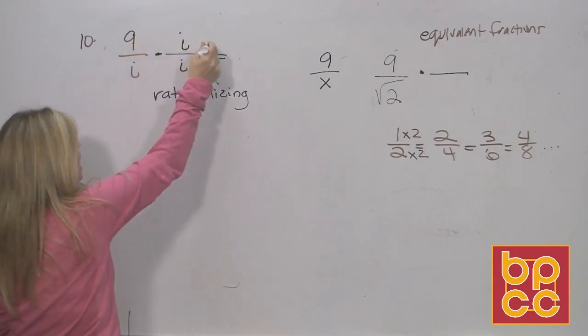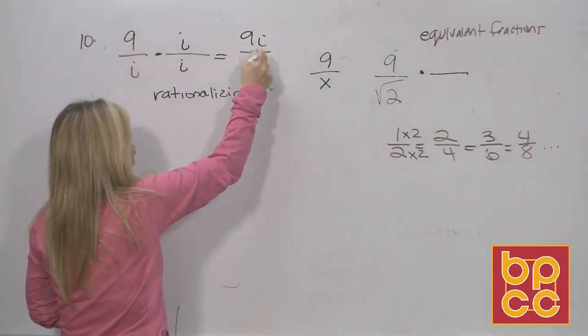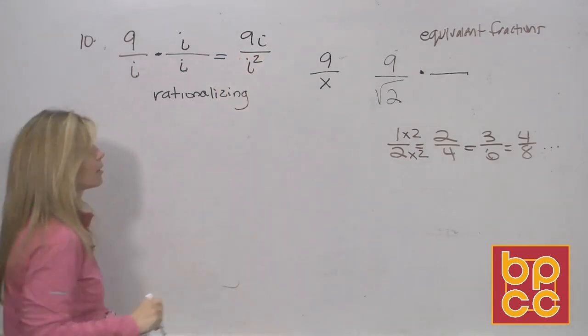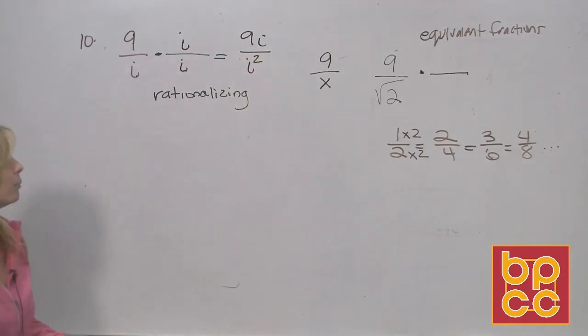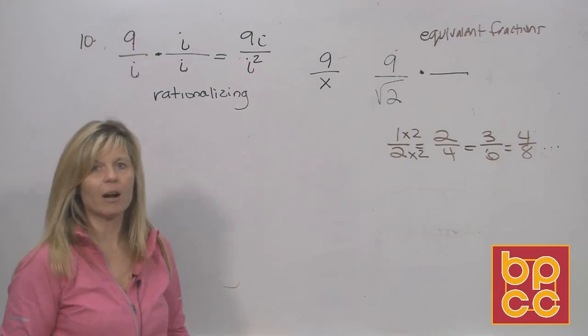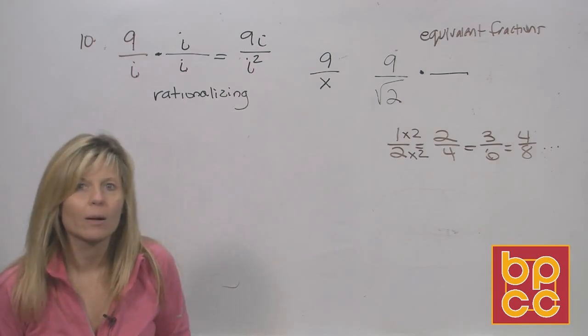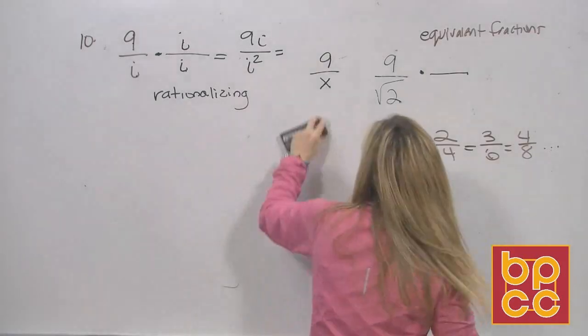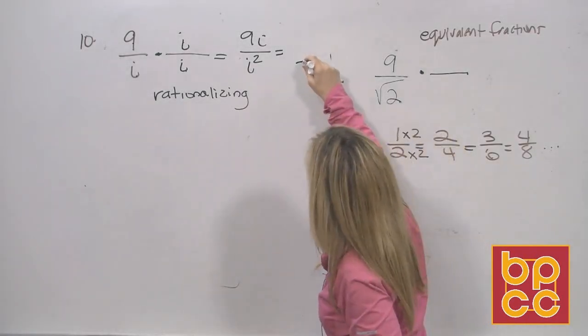9 times I is 9i. There's your numerator. I times I is I squared. Now I know what you're thinking. But Ms. Black, that I is still there. But now it's I squared. And what did you just learn I squared stands for? That's right. You just learned I squared stands for the number -1.